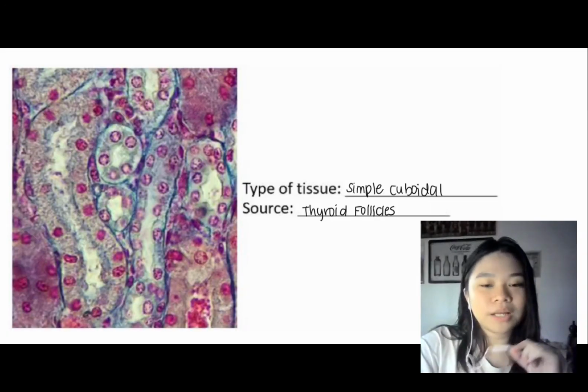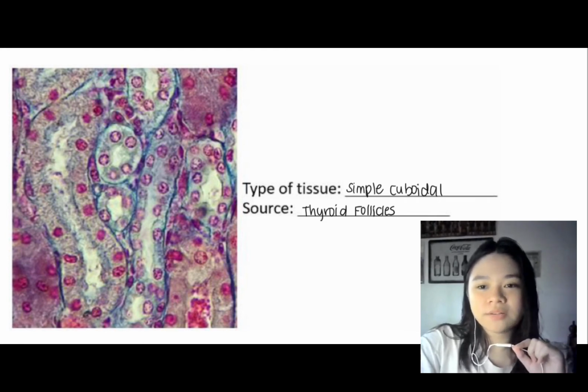Next, we have the cuboidal epithelium. This specimen consists of one layer of cells whose height roughly equals their width. So, in sections perpendicular to the surface, cells resemble small box-like cubes. They are found in the glandular tissue and in the kidney tubules. Cuboidal epithelium is also an example of an epithelial tissue.